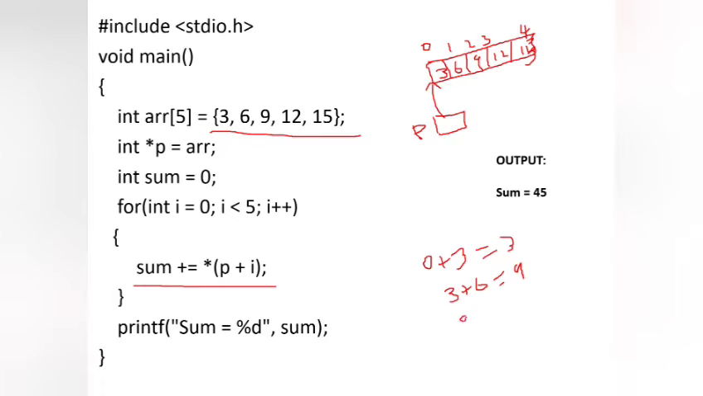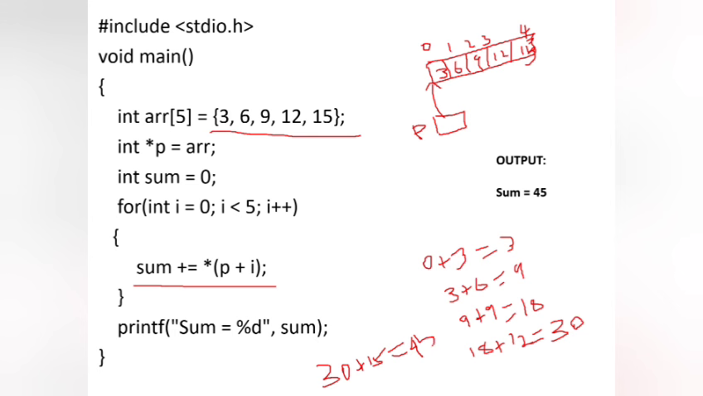Next time we are adding 9 plus 9. So what is 9 plus 9? That is equal to 18. Next time we will add 18 plus the next value, which is 12. 18 plus 12 equals, what is 18 plus 12? It is 30. So next time we will add 30 plus the next value. The next value is 15. So if we add 15, the total value is 45.